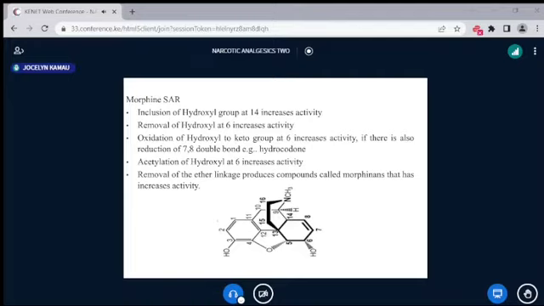Removal of the hydroxyl group at position 6 also increases activity, because when you remove that hydroxyl group, you increase the lipid solubility. It means that hydroxyl group is not necessary for activity. Remember, we said that the 3-hydroxyl group and the benzene ring are necessary for activity, but the 6-hydroxyl group is not necessary; you can remove it and you will still retain activity.